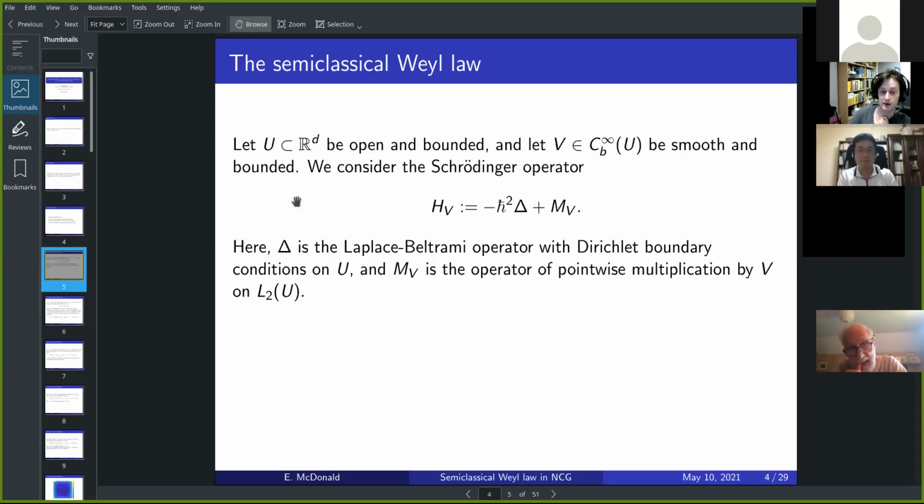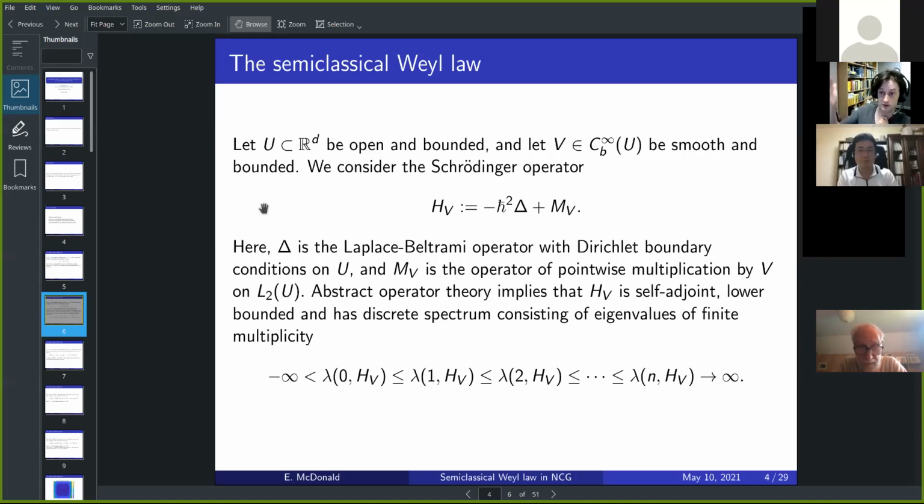So the general abstract theory implies that since V is a relatively compact, actually just a bounded perturbation of the operator Delta, which has no essential spectrum, we get the same thing for H_V. V is real valued, and H_V is a self-adjoint operator. It's lower bounded, and the spectrum is discrete, meaning that all you get is a sequence of eigenvalues, each of which has finite multiplicity. The lowest one is perhaps less than zero, but it's certainly bigger than minus infinity. They're arranged in non-decreasing order like this, and they go up to positive infinity as n goes to infinity.